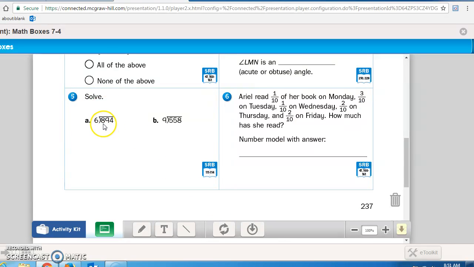Solve. You're dividing 894 divided by 6, and you're dividing 558 divided by 9. Show your work here, please, so I can see which method you're using.